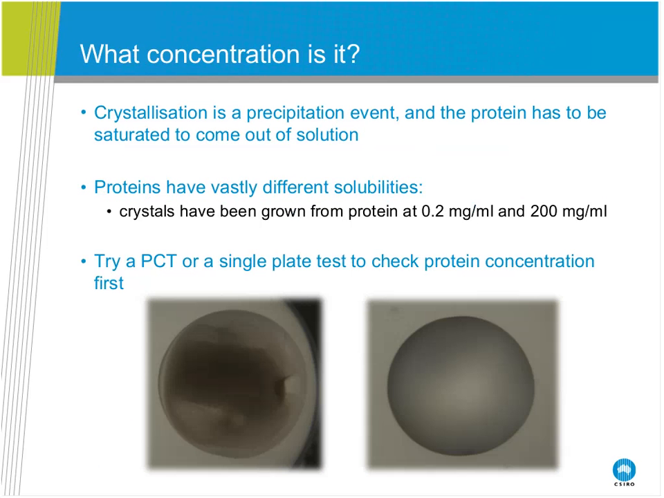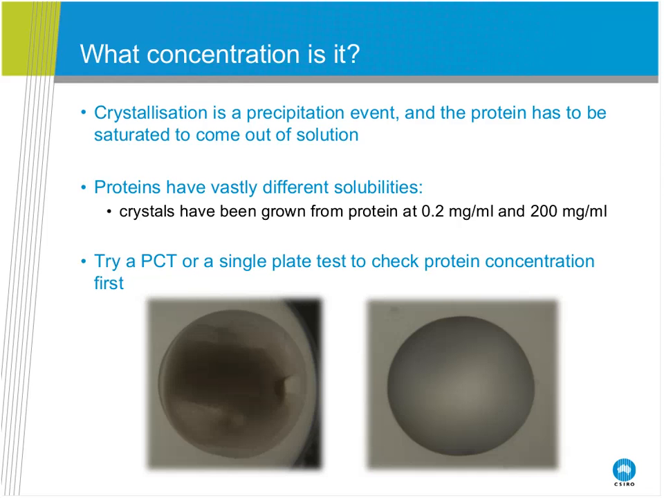Next big thing is to know how concentrated your protein is. Crystallization is a precipitation process. So if your protein is not high enough concentration, it will never come out of solution when mixed with the crystallization solution. And so before you go and set up 10 plates with your protein, check to see that it is in an appropriate concentration range. Proteins can vary enormously in their solubility, and crystals have been obtained with protein solutions which range from 0.2 mg per ml to 200 mg per ml. So, the idea of saying a protein should be at 10 mg per ml is, yeah, a bit of a hand-waving thing. Try an experiment first.